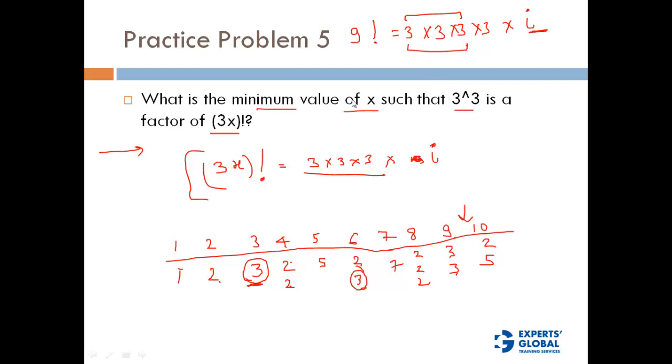What is the minimum value of x for which 3 raised to 3 is a factor of 3x factorial? Now here, it is asking about the value of x, and the number of which the factorial has been taken is 3x. So that means 3x is equal to 9. That means x is equal to 3. So x is equal to 3 is the minimum value of x such that 3 raised to 3 is a factor of 3x factorial, correct? So the answer here is x is equal to 3.